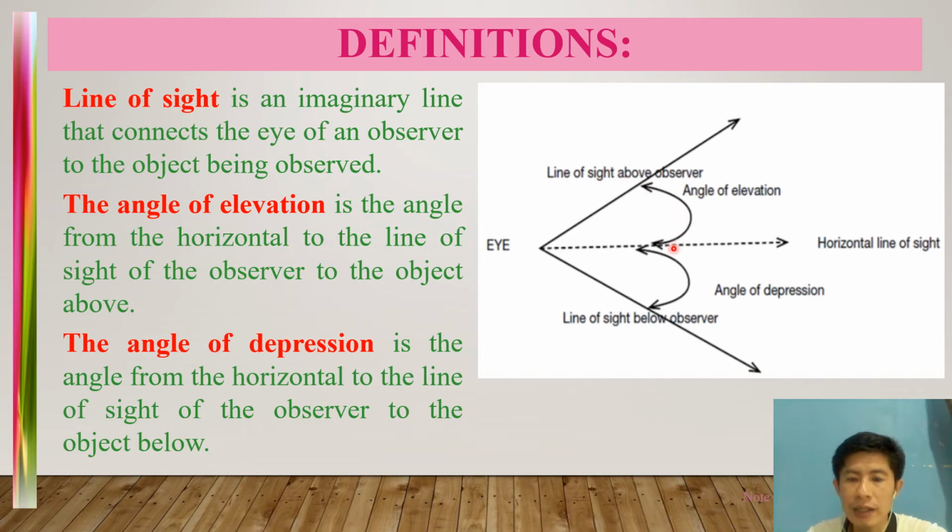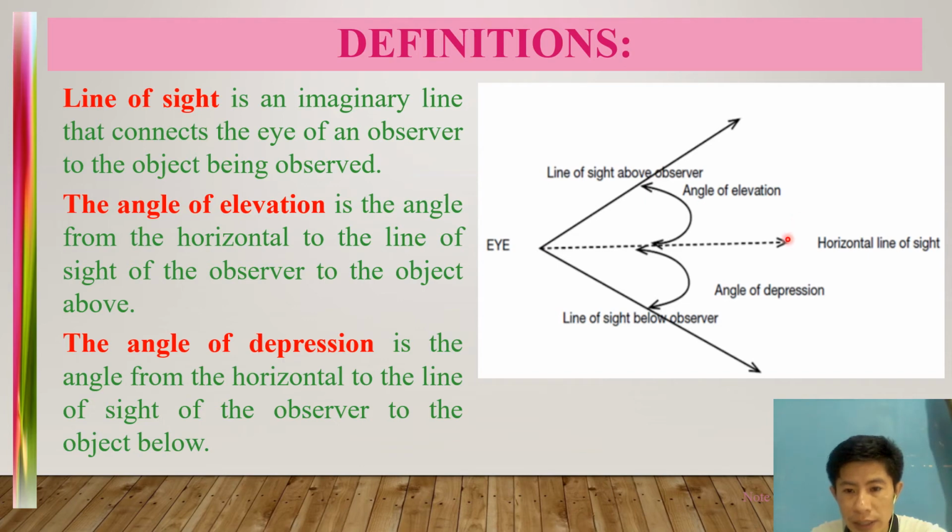Okay. So, ang tatandaan nyo lang dito sa angle of elevation, angle siya. So, ito yung angle na yun ang tinutukoy. Itong angle na ito. Okay. So, ang isa niyang ray, yung horizontal line of sight, tapos yung another ray, yung nasa taas. Horizontal, tsaka sa taas, makaka-form tayo ng angle of elevation. Okay. So, angle of depression naman is the angle from the horizontal to the line of sight of the observer to the object below.